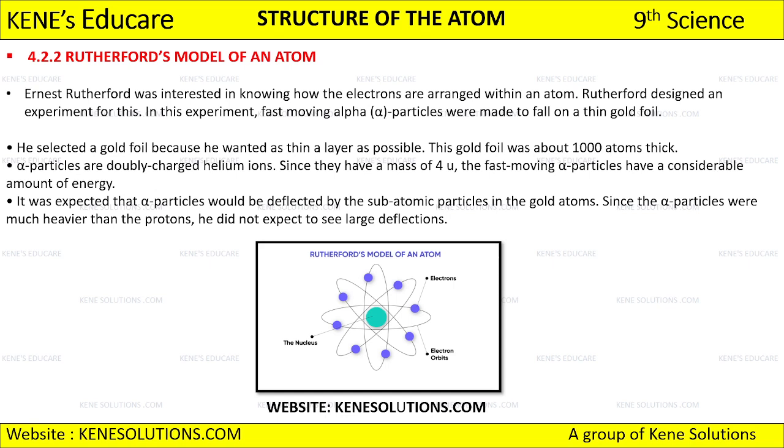So after this, we discussed Rutherford's model of an atom, right? I just want you all to please go through it. Here we have the reason why a gold foil was used by Rutherford, and along with the gold foil, why the alpha particles were used. Okay, so I just want each one of you to go through it once.